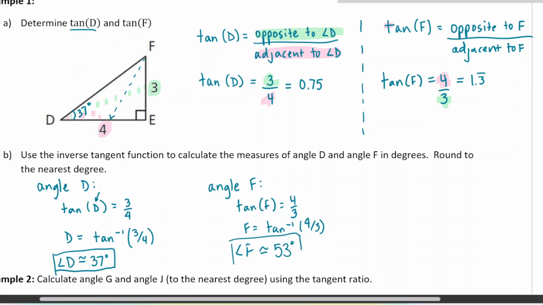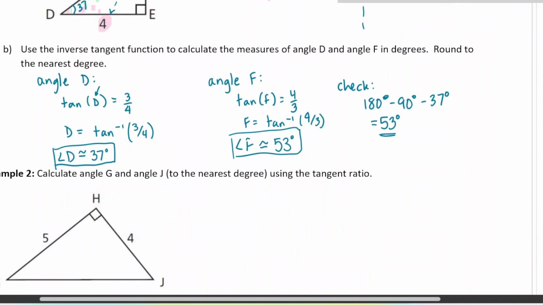So there is another check you could have done. We practiced in the Get Ready assignment to find out that all the angles in a triangle should add to 180. So if we did 180 minus the two we already had, 90 and 37, we would have also gotten 53 degrees. So it's kind of two ways to get that angle F. Okay, so that's how to use the tangent ratio to calculate a missing angle.